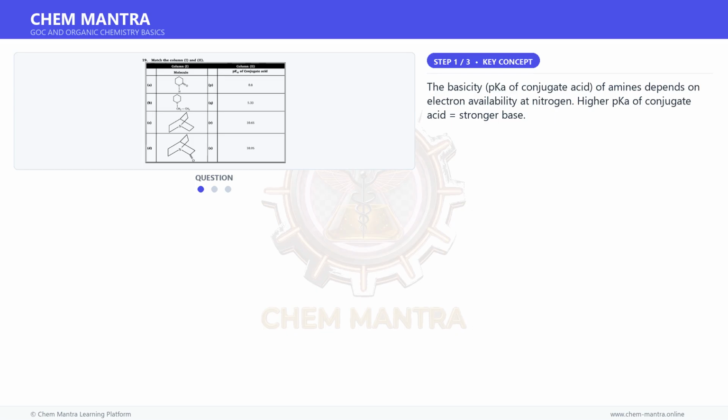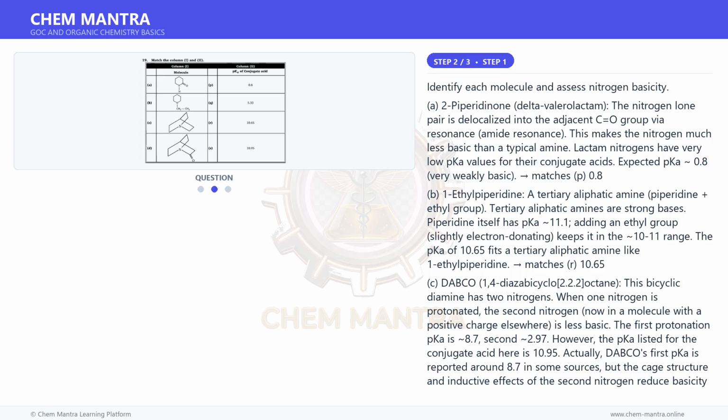The basicity (pKa of the conjugate acid) of amines depends on electron availability at nitrogen. A higher pKa of the conjugate acid means a stronger base. Moving on to the next step: identify each molecule and assess nitrogen basicity.